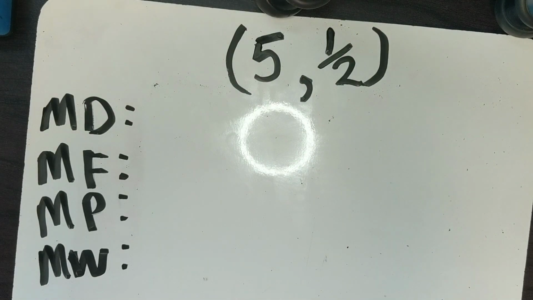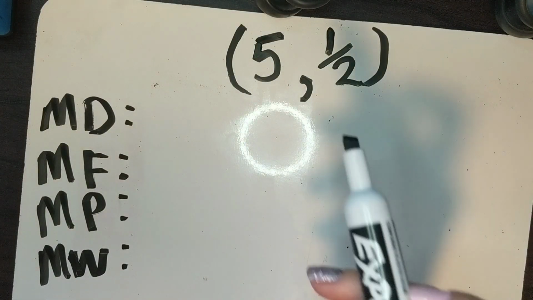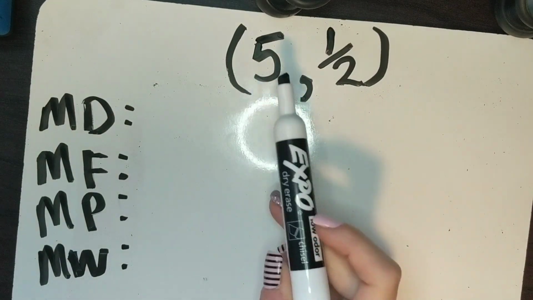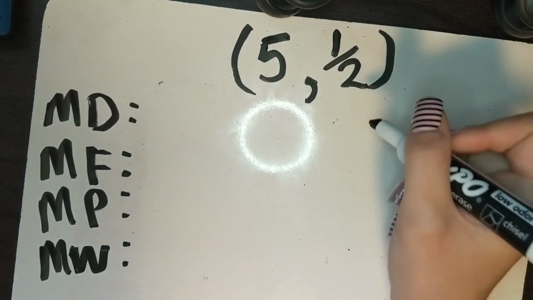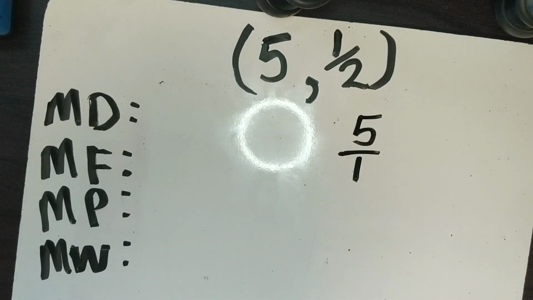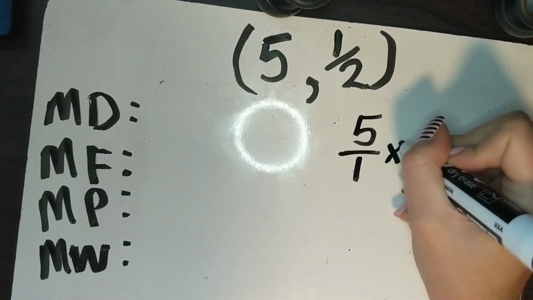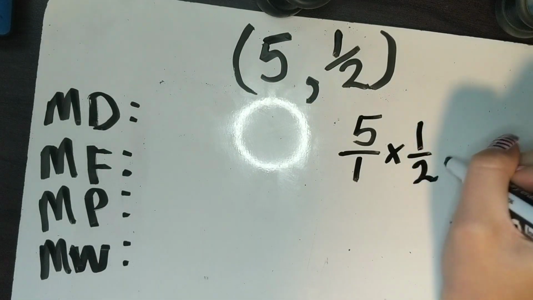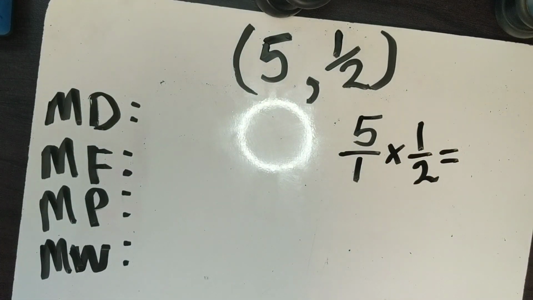Here's a little tip. When you have a whole number times a fraction, turn the whole number into a fraction by placing the number over 1. For example, like we have here, we're going to take 5, which is our whole number, and we're going to put it over 1. When I do that, I can write my multiplication problem out, and then I can solve.